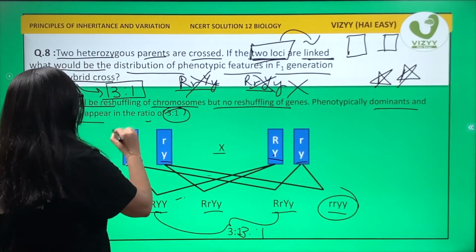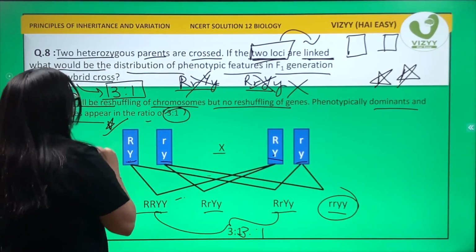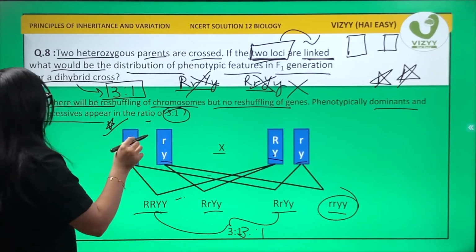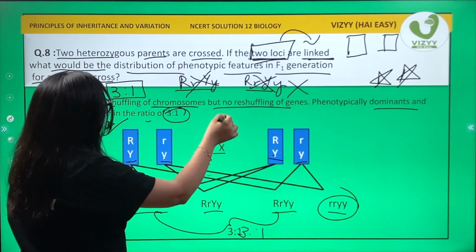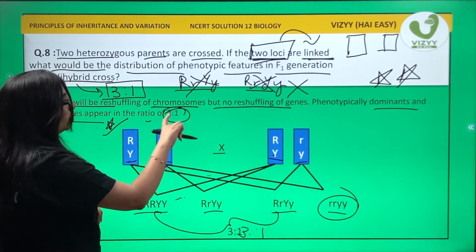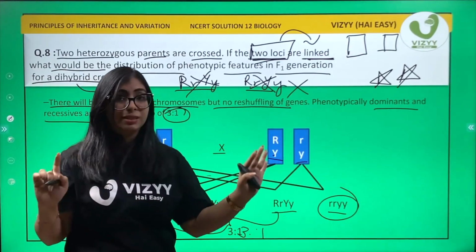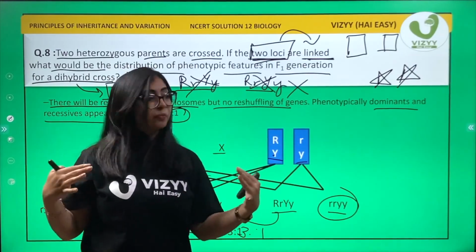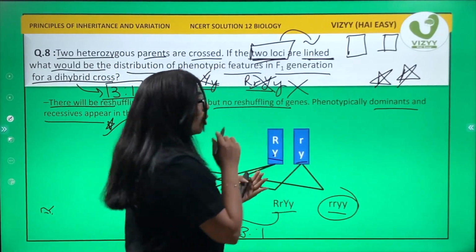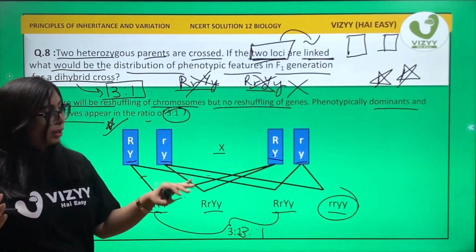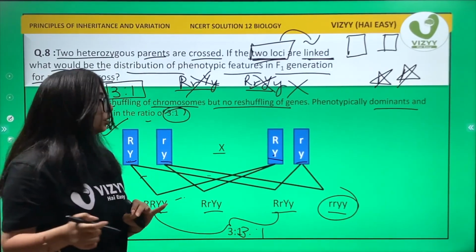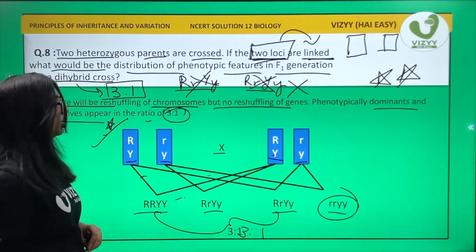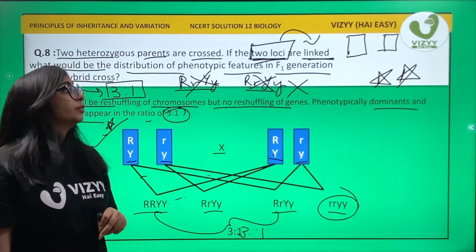Remember students, this is important. Okay, let's read it again. There will be reshuffling of chromosome, but no reshuffling of genes. So genes remain the same. But phenotypic dominant and phenotypic recessive will occur in the ratio of 3:1. This is a very, very important question. Okay, students?